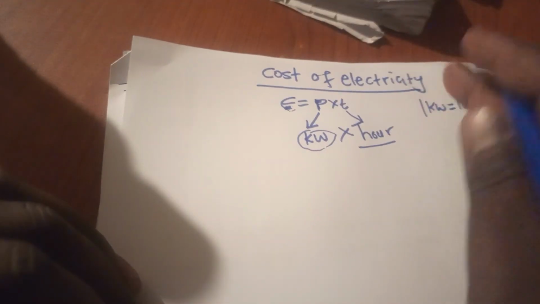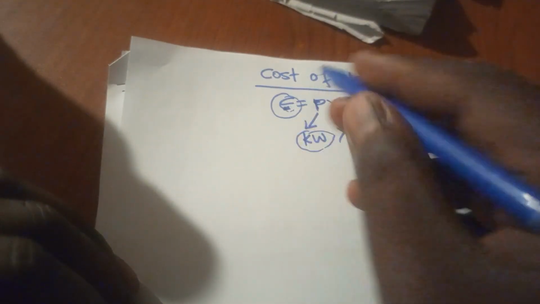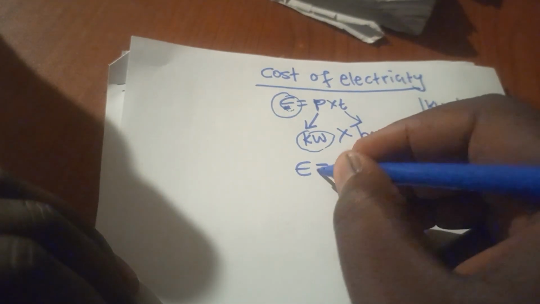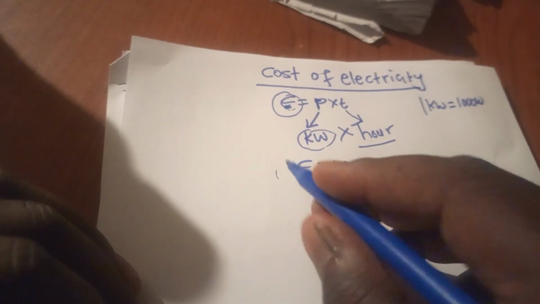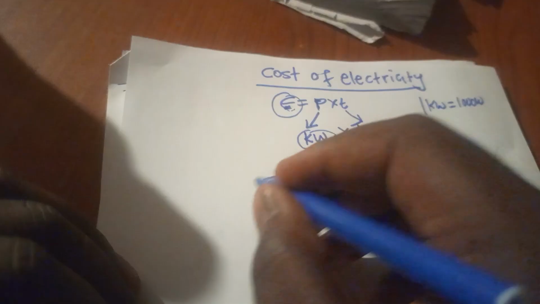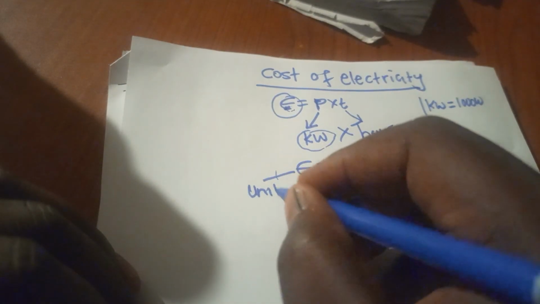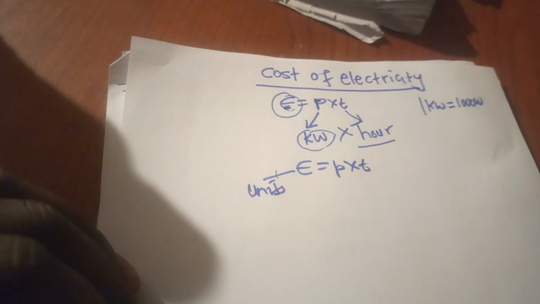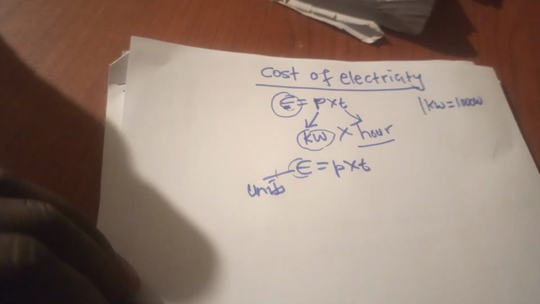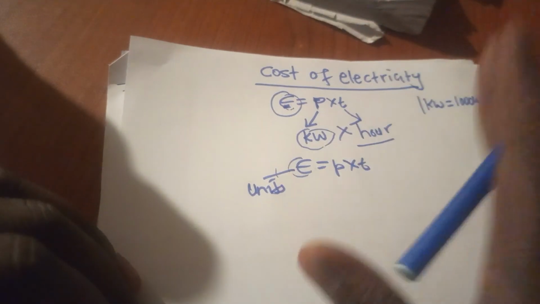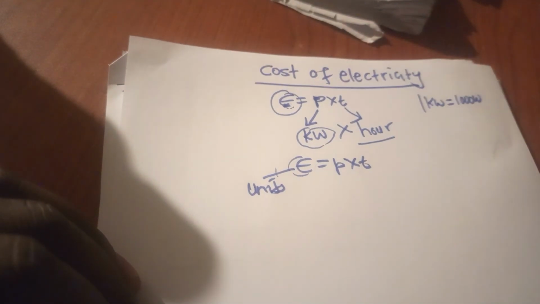So this energy that I'm talking about, which is equal to power times time, is the same as units. This energy represents units. Don't forget that this energy is the same as units. So when I say 1 unit, I mean that 1 energy is equal to whatever number is given.